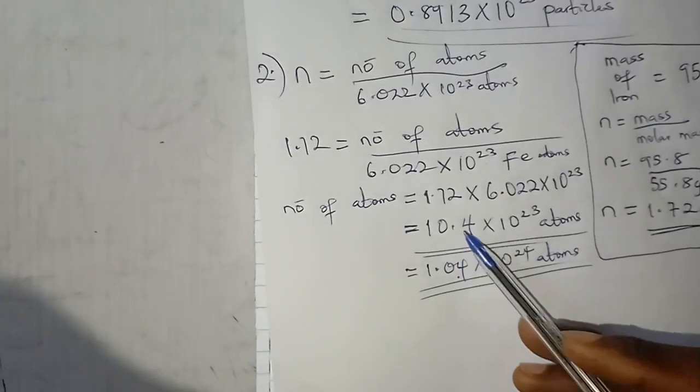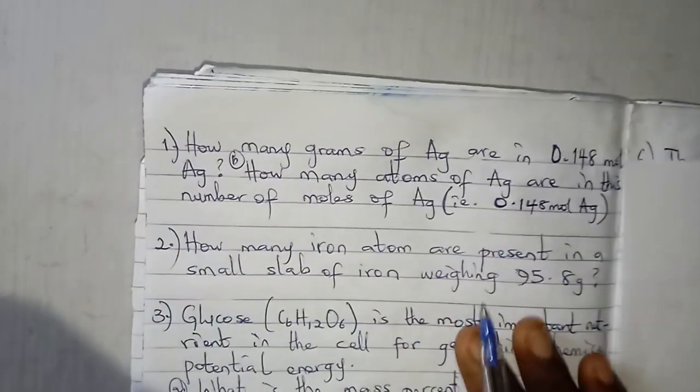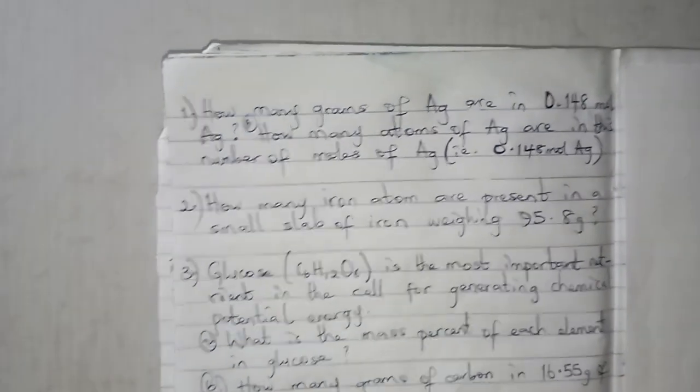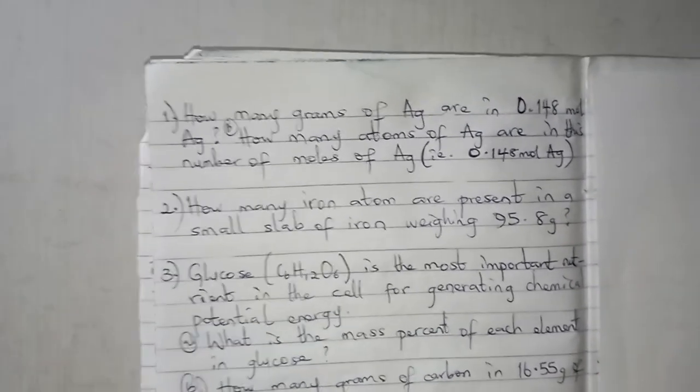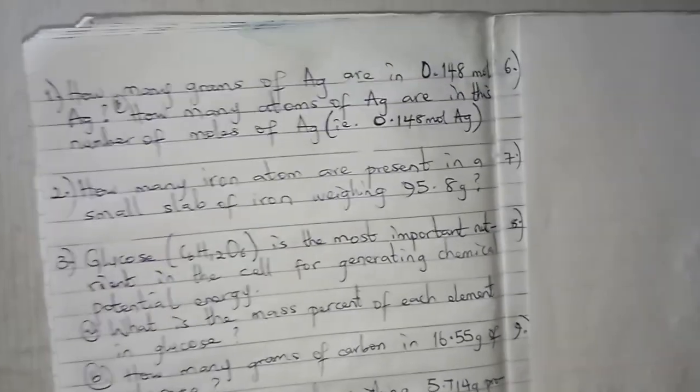Remove this, you drop this. So let's move to question 3. Sorry, we've solved question 2. So they say glucose, C₆H₁₂O₆, is the most important nutrient in the cell for generating chemical energy. What is the mass percent of each element in glucose?